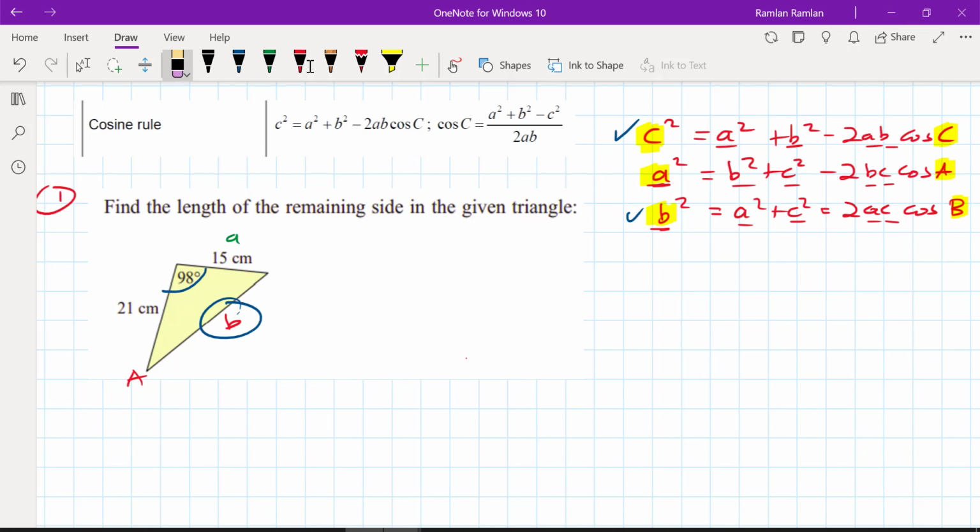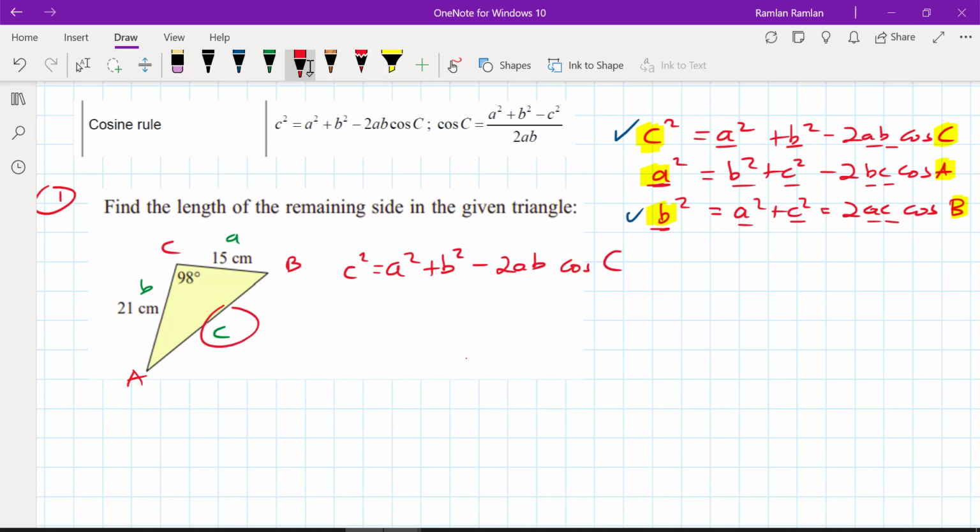Okay, so let me use the first one. That'll be C, B over here. So that'll be A, B over here, and C over here. So again, because the one that we want to find is the C, we're going to use this formula over here, right? Okay, so let's just write down the formula and then plug in all of the numbers. So C square equals A square plus B square minus 2AB cosine C.